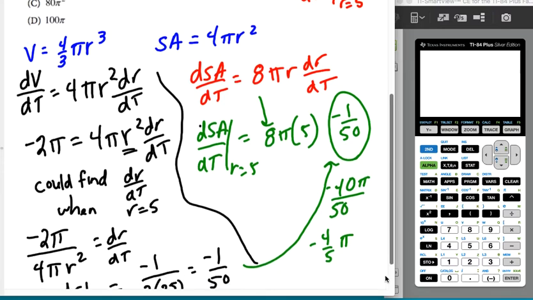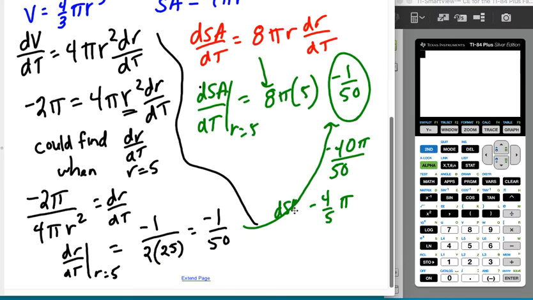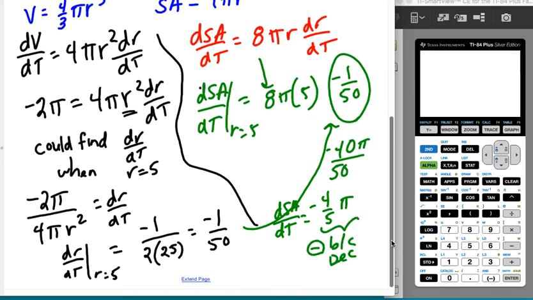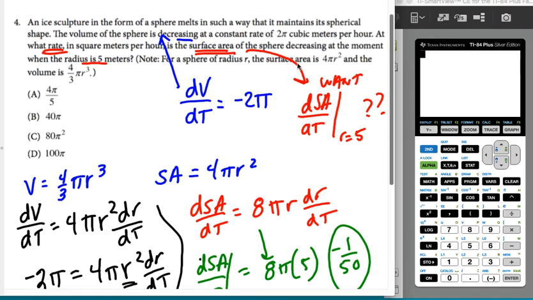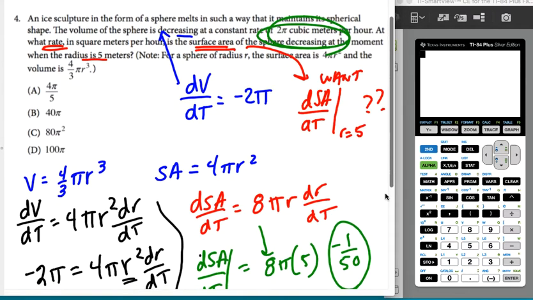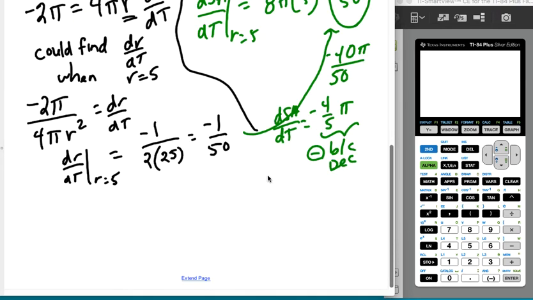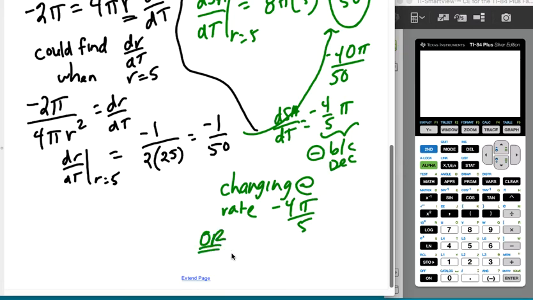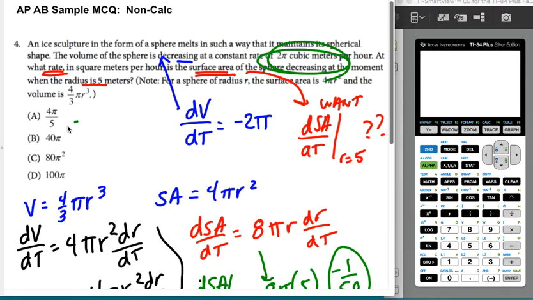Now, that's not an answer choice. The reason it's not going to be a choice is because this negative is because it's decreasing. But the question asked, how fast is it decreasing? So the negative is because it's decreasing, so it's changing at a rate of negative 4 pi over 5. Or the other way to say that is decreasing at a rate of positive 4 pi over 5, because the negative was implying decreasing. So it's answer A.